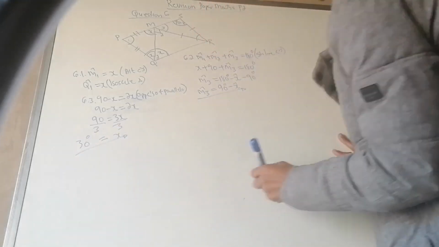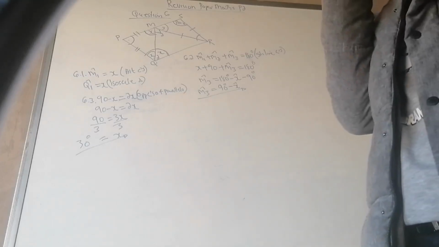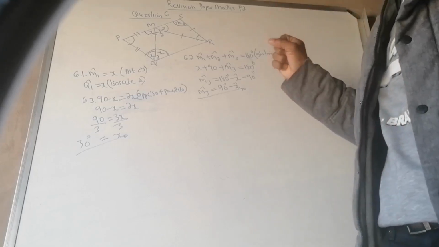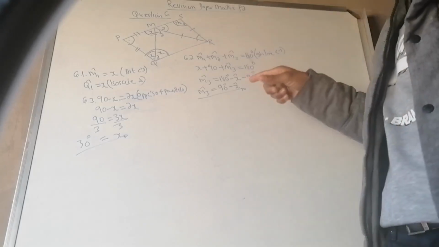30 degrees is the value of X. Now, that is my question: how shall I find the value of M3? M3 is equal to 90 minus X again.